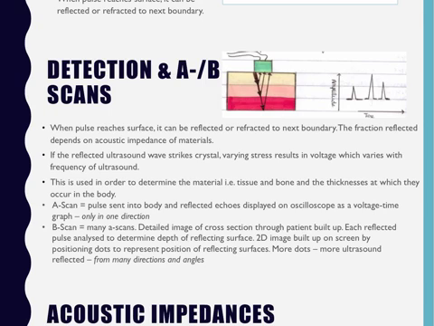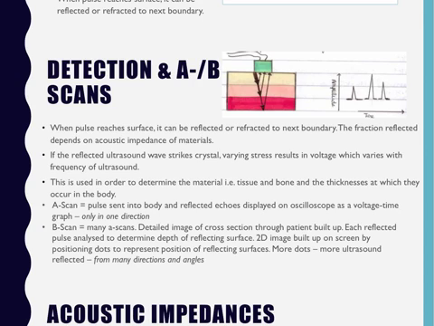Detection and A/B scans. When pulses reach a surface, they can be reflected or refracted to the next boundary. Refraction and reflection depend on the acoustic impedance of the materials. If the reflected ultrasound waves strike the crystal, varying stress results in a voltage, which varies with the frequency of the ultrasound. This is used in order to determine the material, i.e. tissue and bone, and the thickness at which they occur in the body.